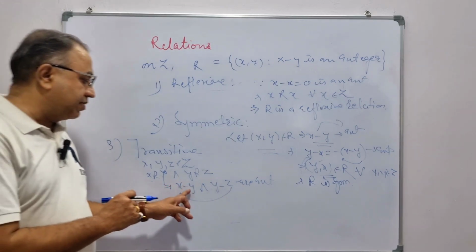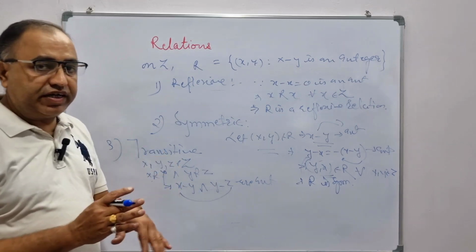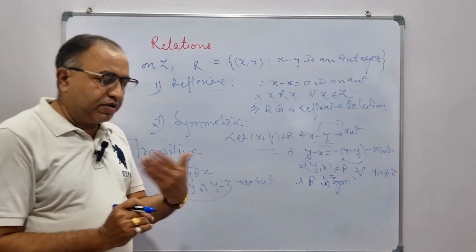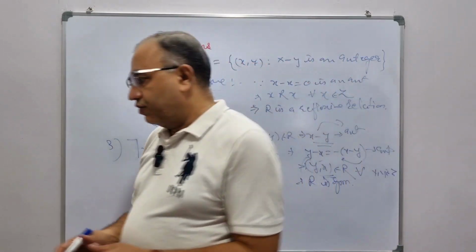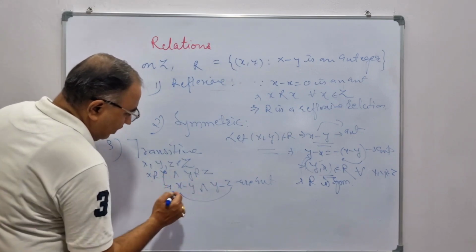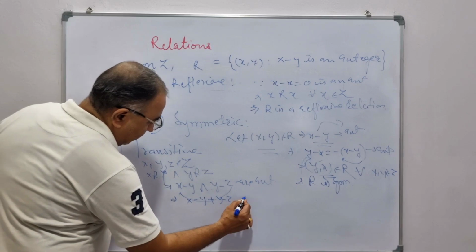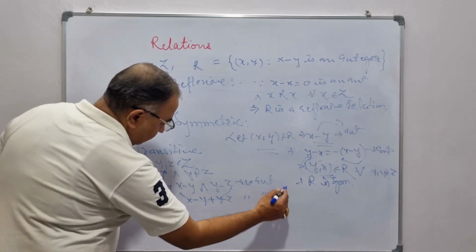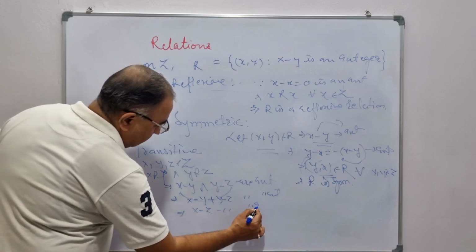So our aim is to eliminate y. We know that if these two are integers, the sum of two integers is always an integer. 2 plus 4 is 6. 2 plus minus 4 is minus 2, which is also an integer. So the sum of two integers is always an integer. So that logic will give, we add both: x minus y plus y minus z is also an integer. So finally, x minus z is also an integer.